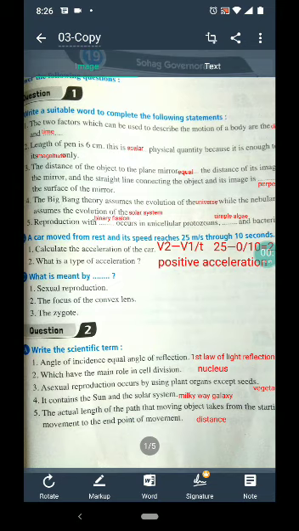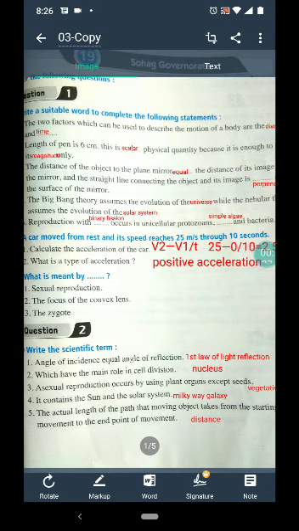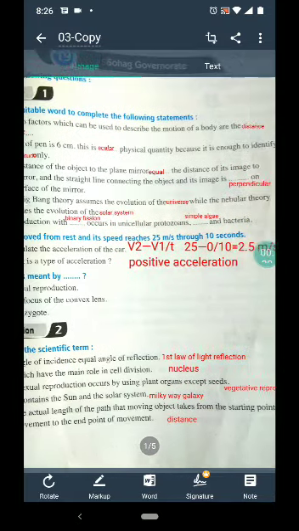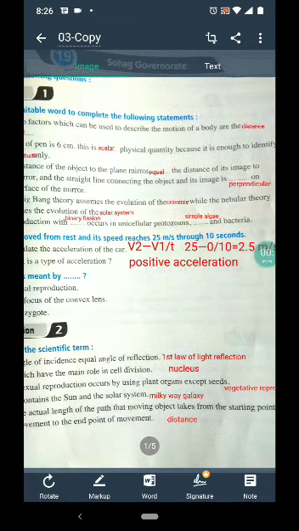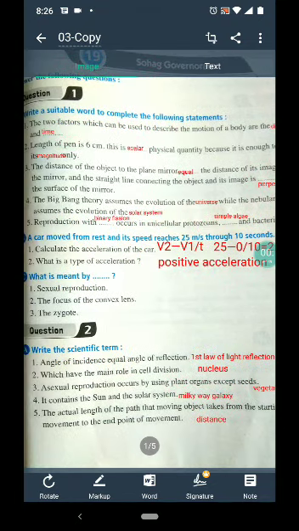Number 3. The distance of the object to the plane mirror dash the distance of its image to the mirror. So it is equal the distance of its image to the mirror. And the straight line connecting the object and the image is dash on the surface of the mirror. This is perpendicular.